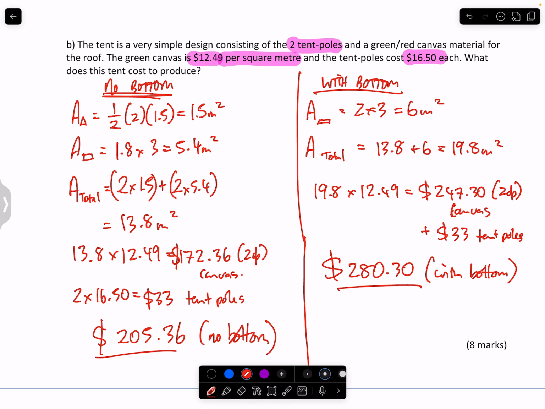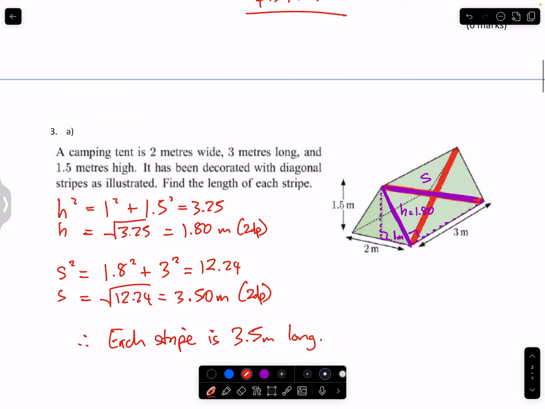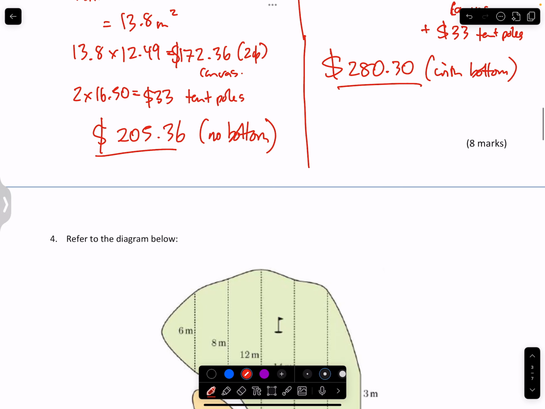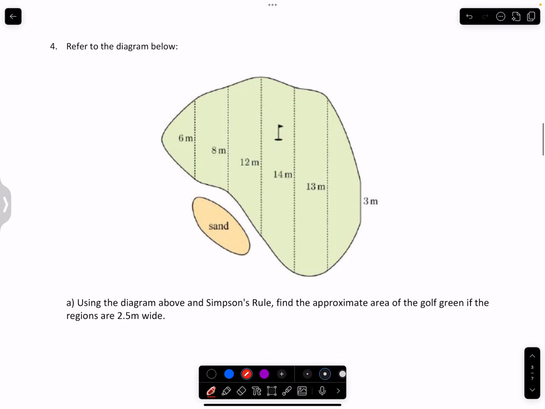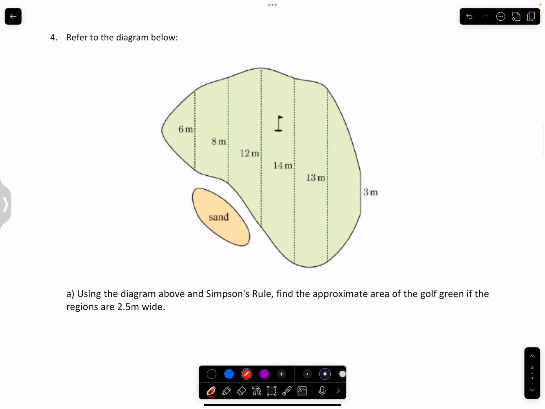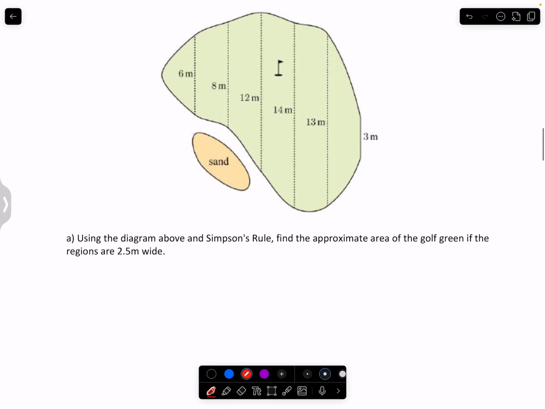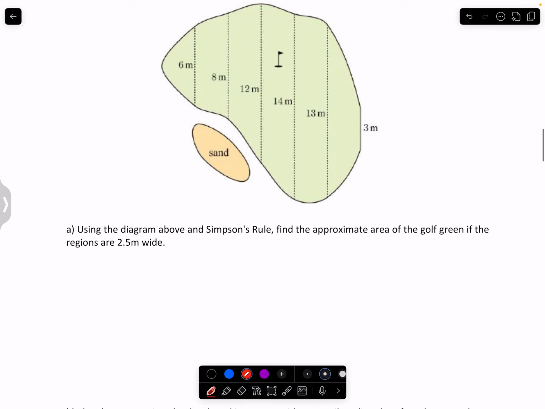That is the second page done. Third page, refer to the diagram below. It's an irregular shape, so this is clearly going to be a Simpson's rule question. Using the diagram above and Simpson's rule, find the approximate area of the golf green if the regions are 2.5 meters wide. So just to remind myself, 2.5 meters. What do we have?